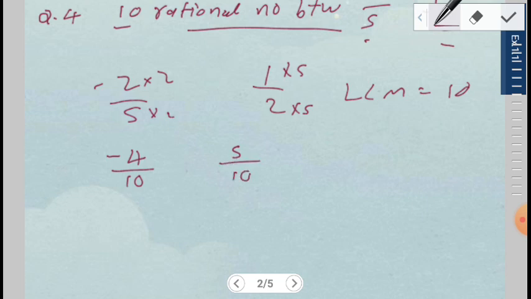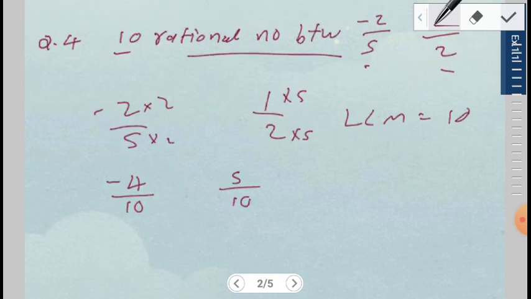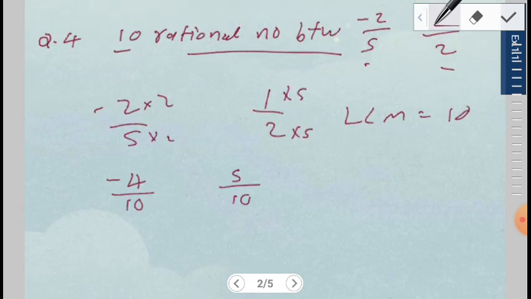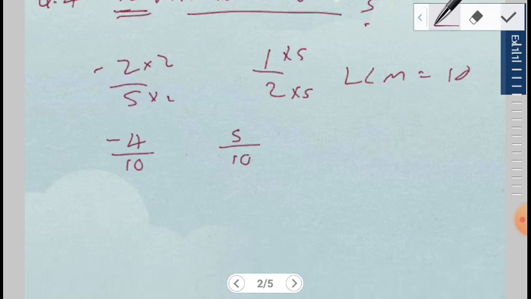So here we can count. There will be about 9 numbers between these numbers, but we need 10 rational numbers. So just check that. After minus 4 we have minus 3, minus 2, minus 1, 0, 1, 2, 3, 4, that means 1, 2, 3, 4, 5, 6, 7, 8, 9. We have 9 of those rational numbers, but we need 10.